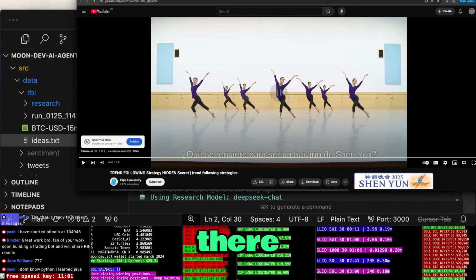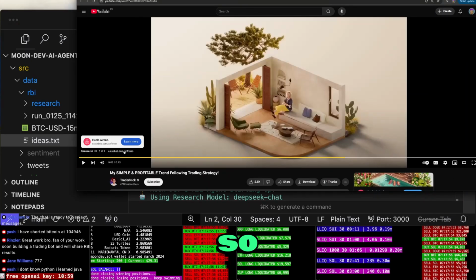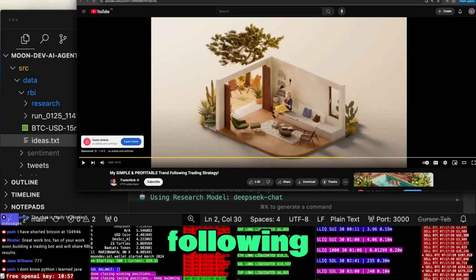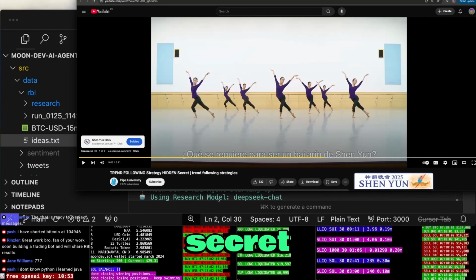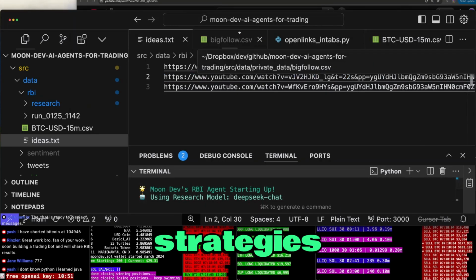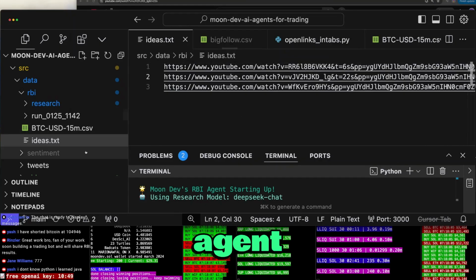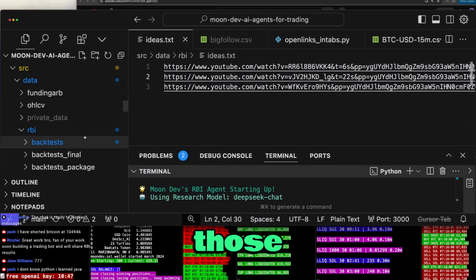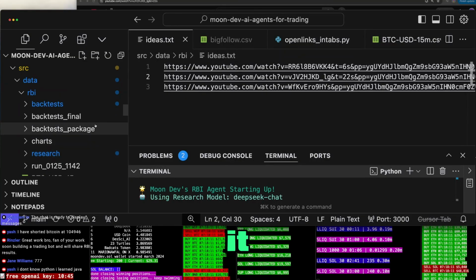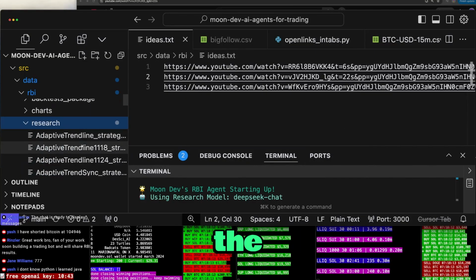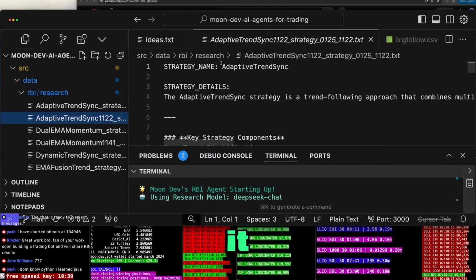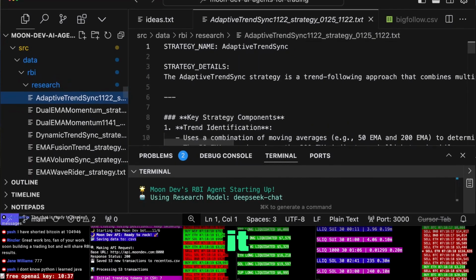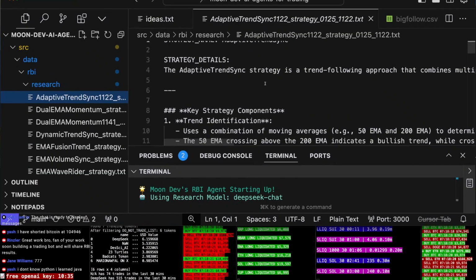And are you going to backtest every single video out there? Of course not. So you can see my simple and profitable trend following trading strategy. This guy said trend following strategy, hidden secret, trend following strategies. So this RBI agent goes through and it watches all those videos. And then it essentially comes up with the research, the strategy here. So you can see adaptive trend. It says this is the strategy it was able to figure out.